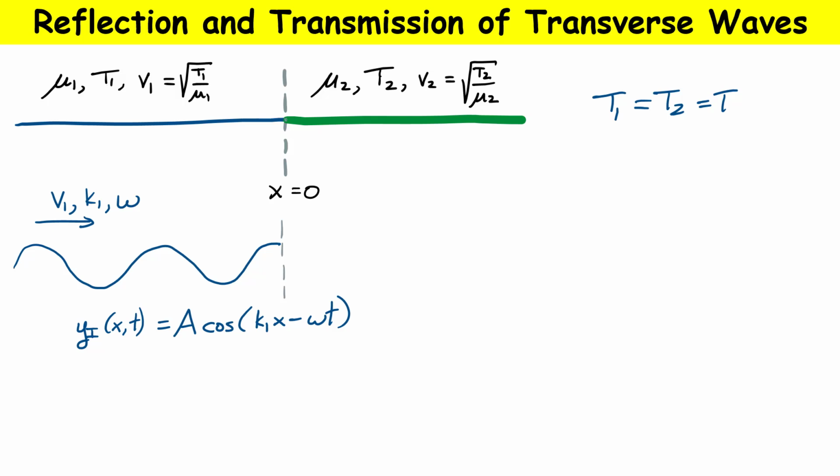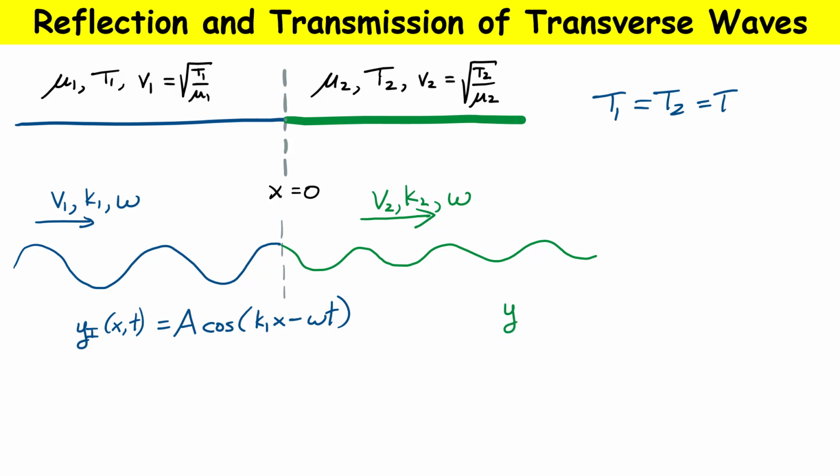Now once it hits the green area, guess what? Well, some of that energy is going to get transmitted into the second medium. Okay, and the transmitted wave is also going to propagate to the right. It's going to have a speed v2. It's going to be characterized with a wavelength or a wave number k2. And guess what? It's going to have the same angular frequency.